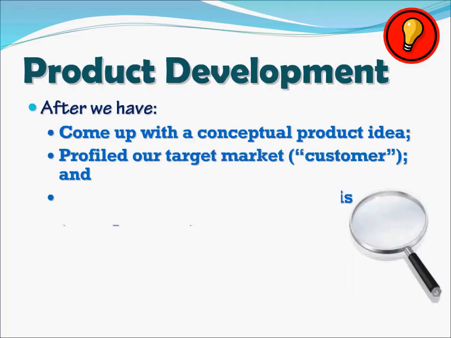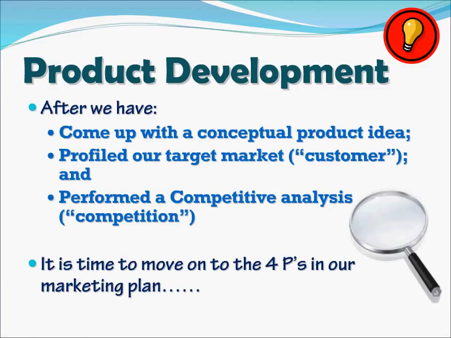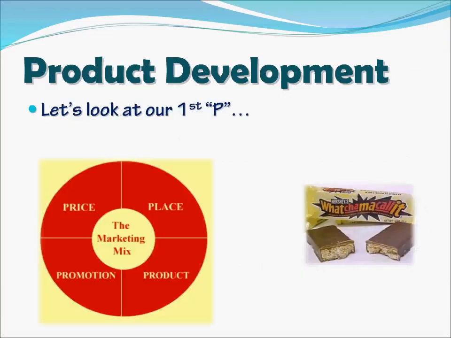Before we get into the stages of product development, we need to understand where it falls in the marketing process. Basically, we don't begin to develop our product until we've come up with a conceptual product idea. So the idea of your product, how it's going to be used, who is it going to satisfy, so the profile of your target market, as well as who will be your competitors, who do you have to be aware of. Once you figure this out, then you move on to the product and the 4 Ps of our marketing plan. So the first P is product.